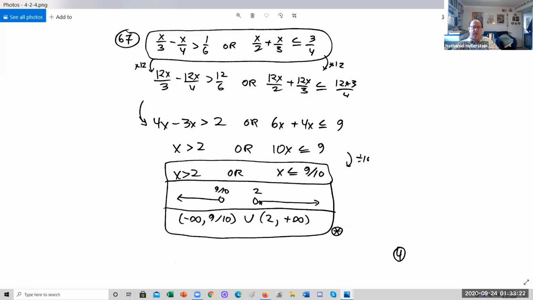x greater than 2 is this half line pointing to the right from 2. This x less than or equal to 9/10 is a filled in line with a square bracket. So it's the half line from negative infinity to 9/10, closed, union the open half line from 2 to positive infinity.